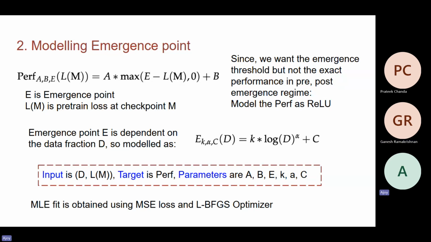This E will get substituted here. Basically, the kink should come at E. So we are shifting the ReLU. Yes, sir. Like we saw, as the data fraction changes, the emergence curve shifts. So the emergence point is a function of D.